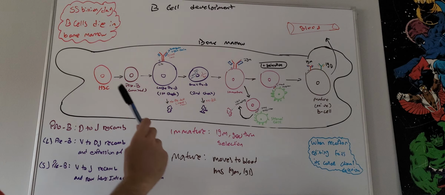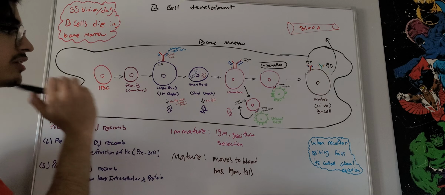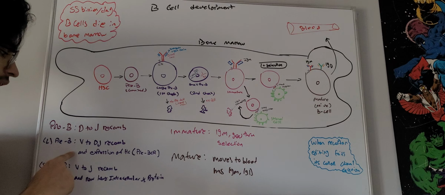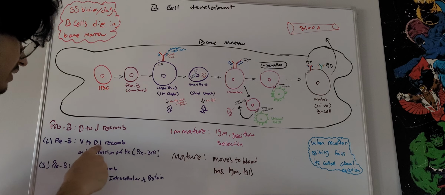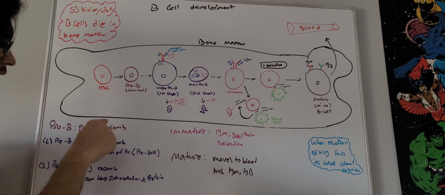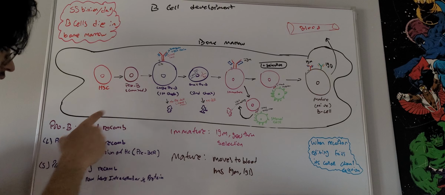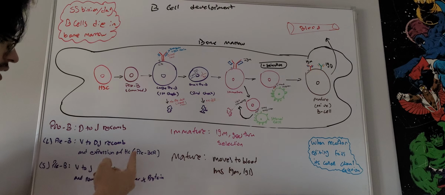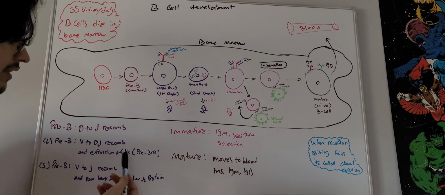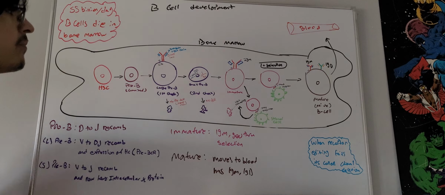So you can go to a large pre B. In the large pre B, this is your first checkpoint. This is important. What do we have in the large pre B? In the large pre B, we have V to DJ recombination. Okay, so in the pro B cell, we already did our D to J recombination. And now within the large pre B cell, we're doing our V to DJ recombination. And after that's done, we're going to express that heavy chain, the immunoglobulin heavy chain.